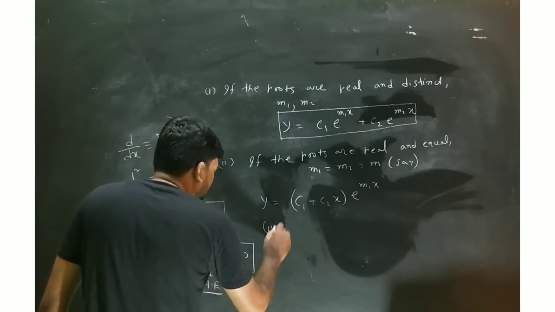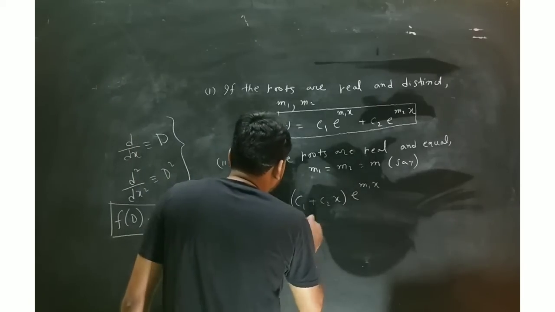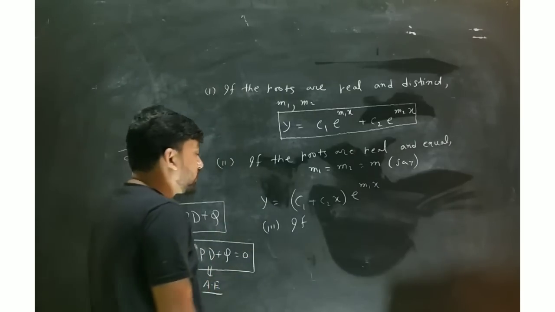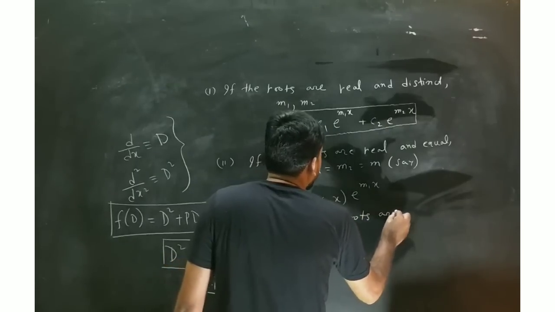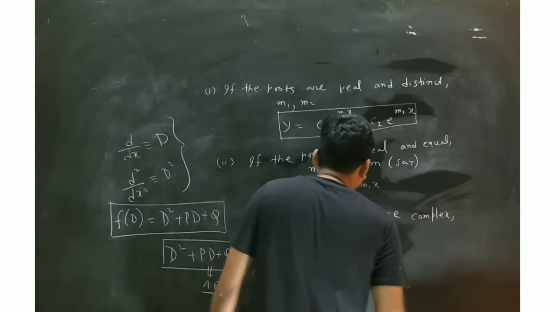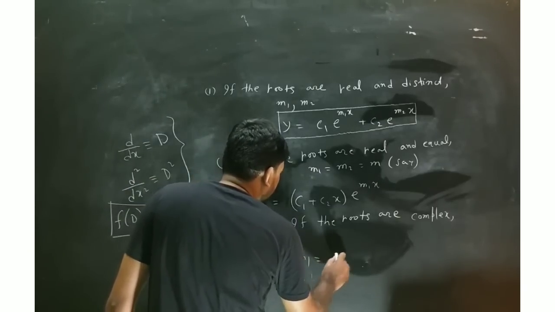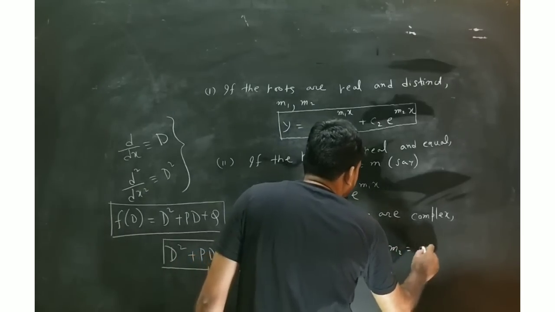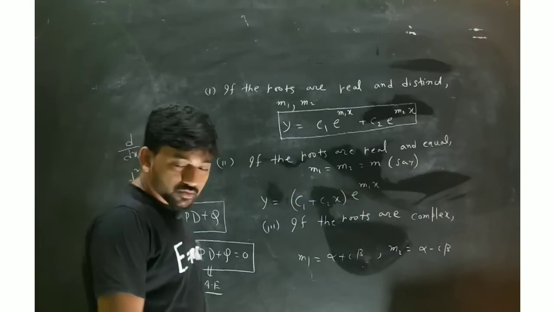And the last but not the least, if the roots are complex conjugate to each other, that means whenever the roots are complex, obviously they will be in the form of complex conjugate. So if the roots are complex, let me take m1 as alpha plus i beta, so in that case your m2 will be obviously alpha minus i beta. Okay, so in that case what will be your solution?